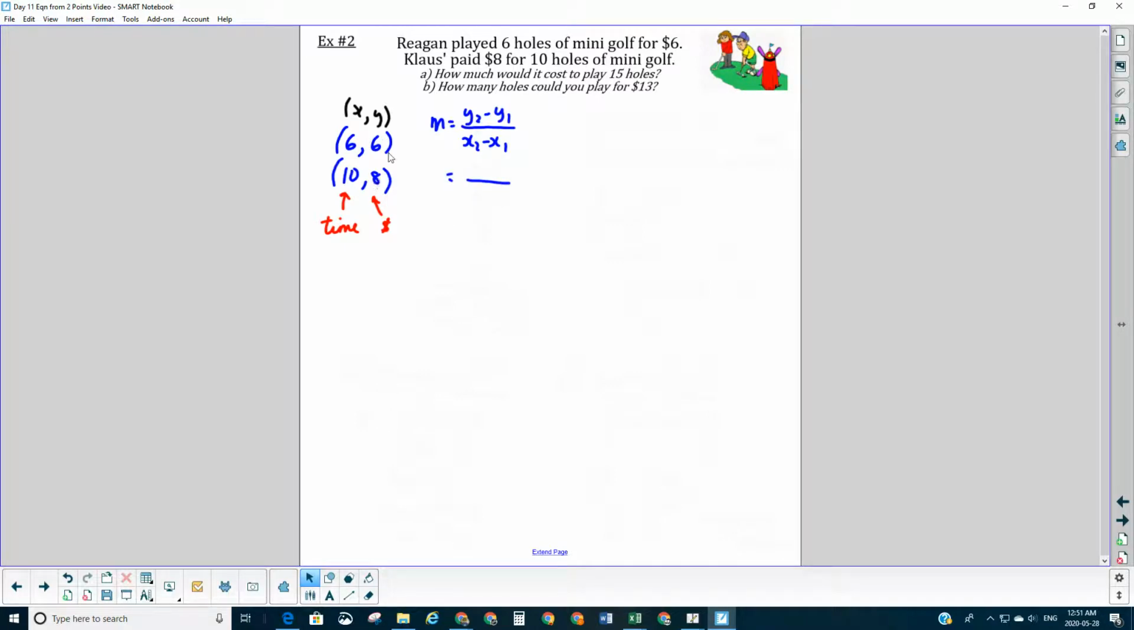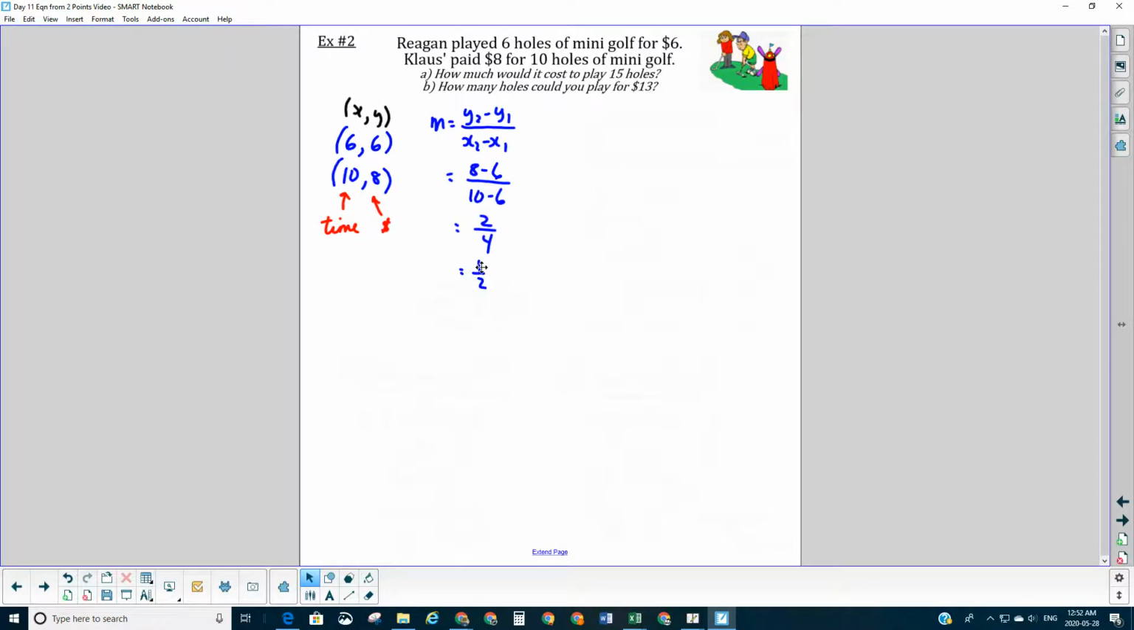Okay, and y2 is the change in the price here, so that's going to be 8 minus 6. And x2 minus x1 is the change in x, so 10 minus 6. All right, let's check. 8 minus 6 is $2, and 10 minus 6 is 4 holes. And so here we have 2 over 4. So interesting, when you look at that, 2 over 4, some people say that's 2. That's not true. 2 over 4 reduces to 1/2. So normally I'm okay with m equals 1/2. That's a very good thing.